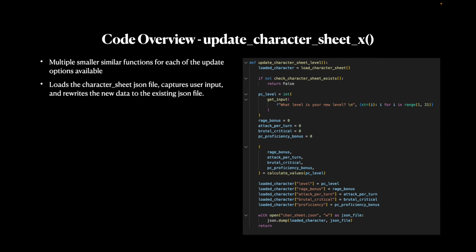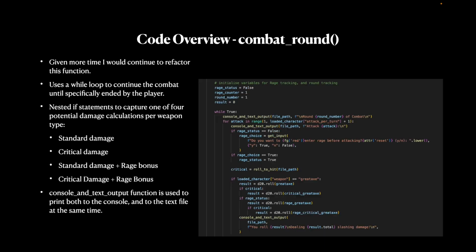Effectively, this function will load up the character sheet JSON file, capture user input, and then rewrite the new data to the existing JSON file. The largest function in the program by far is the combat round function. A few things going on here.